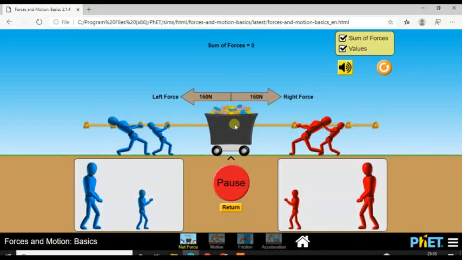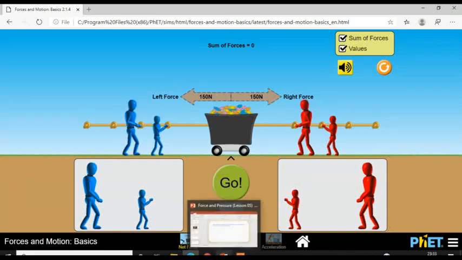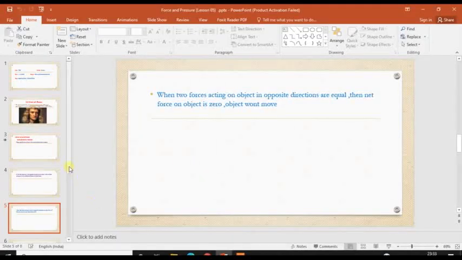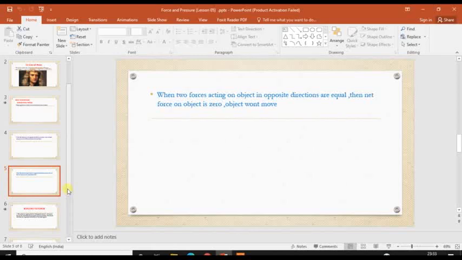That means the sum of the forces acting on this cart is 0. We have to subtract 150 Newton minus 150 Newton. Alright, I hope you understood the net force concept. The net force is nothing but the total force acting on that object. When to add? We have to add the two forces if they are acting on the object in the same direction. If they are acting in opposite directions, we have to subtract. Even if they are acting in opposite directions and those two forces are equal, then we subtract and the net force is 0 and the object won't move in that case.